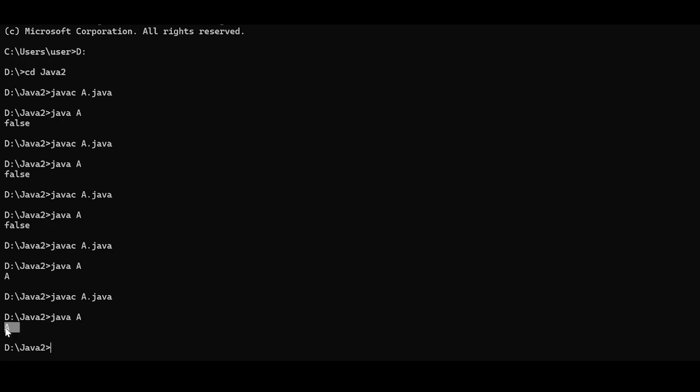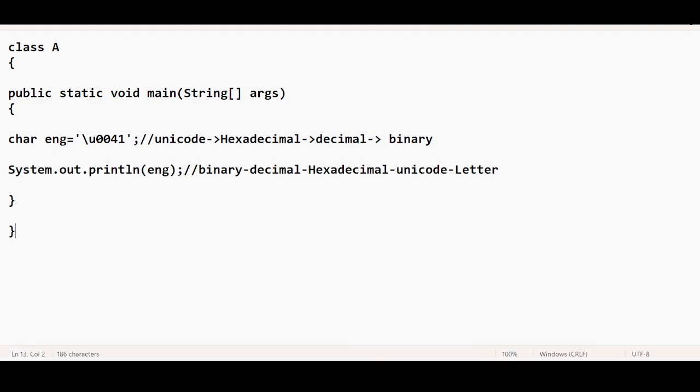You are getting the same letter A. Or if you are assigning the direct letter instead of this Unicode, that is also possible. Character A. But if you assign character A directly, the letter will first get converted to the Unicode, followed by the remaining steps. Instead of assigning the letter directly, you can directly assign the Unicode also. No issues.